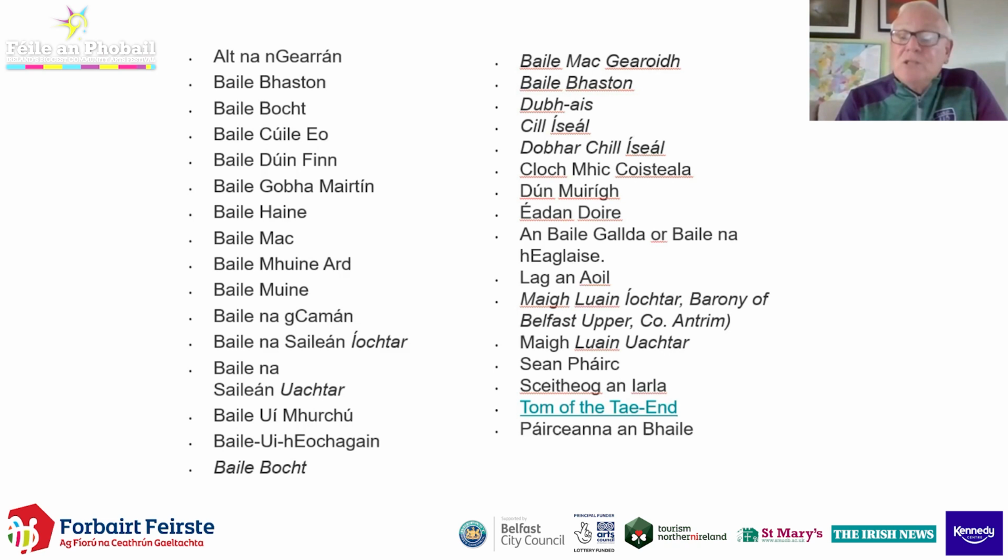I've already mentioned Tom of the Tay End, the smallest townland in all of Ireland, and one of the 32 in the civil parish of Shankill. And then the last one is quite a modern townland, and it's Parkin and Walia, which are town parks. And that's just right on the edge of the modern city centre.